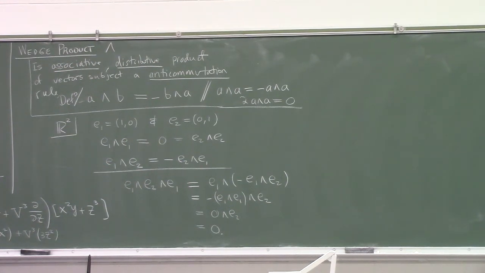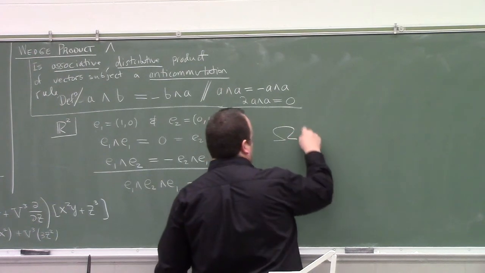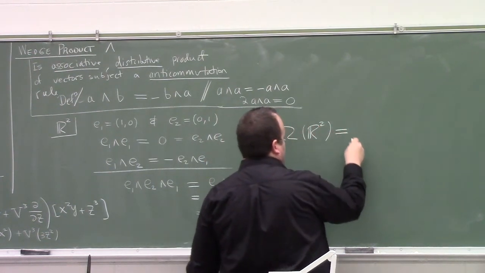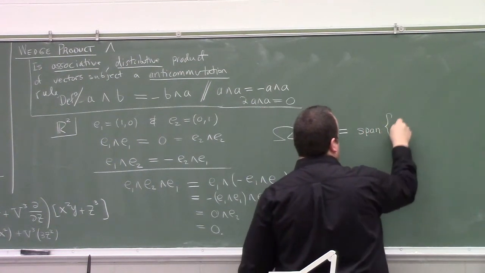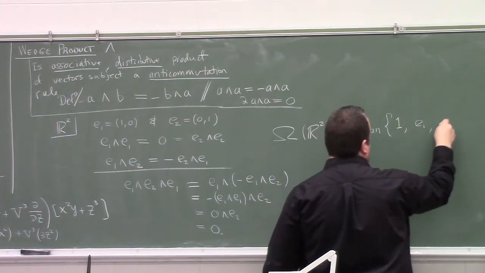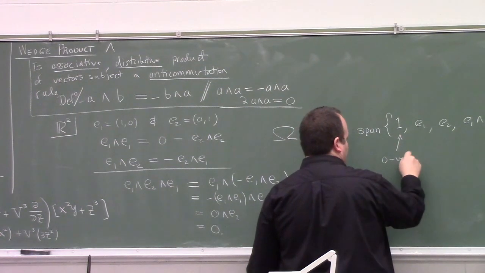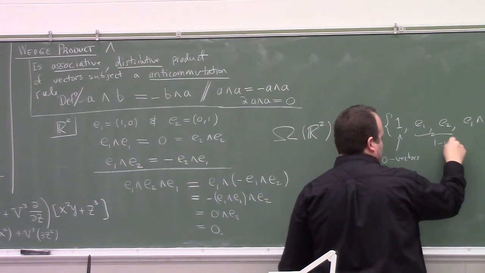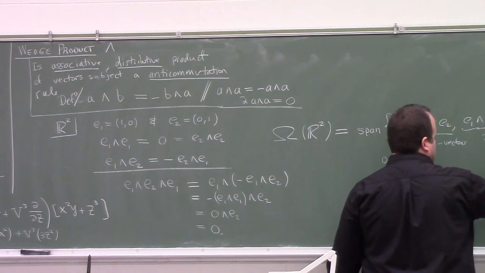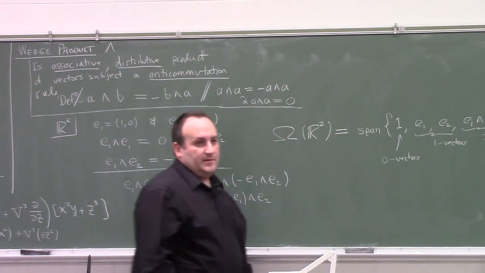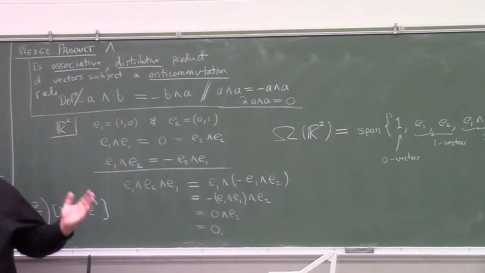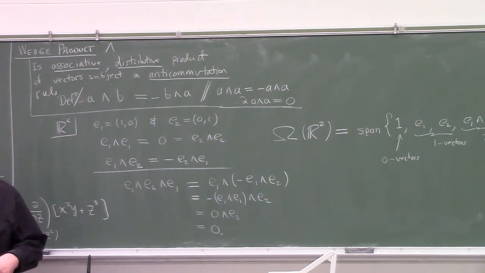So in some sense, this is kind of boring. For R2, you can talk about the exterior algebra of R2, and it's basically the span of things like the number 1, E1, E2, and E1 wedge E2. You either have 0 vectors, 1 vectors, or you could have a 2 vector, and that's it. If you take a linear combination of these things and you wedge them together, you get things of the same form. That's what the wedge product looks like in two dimensions.